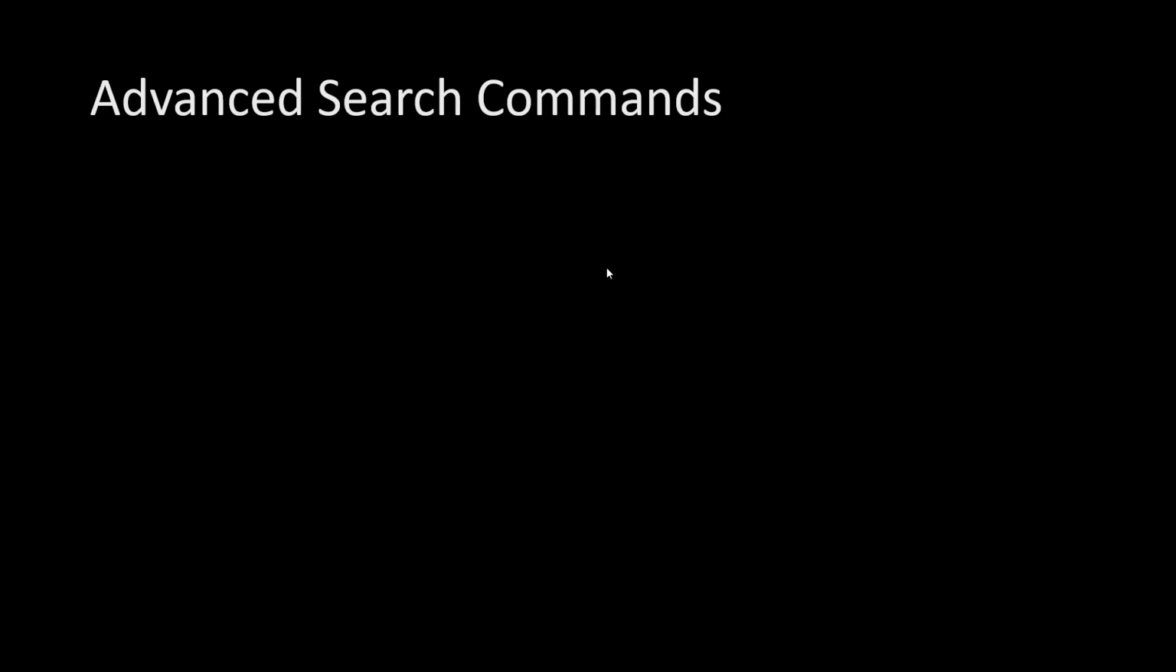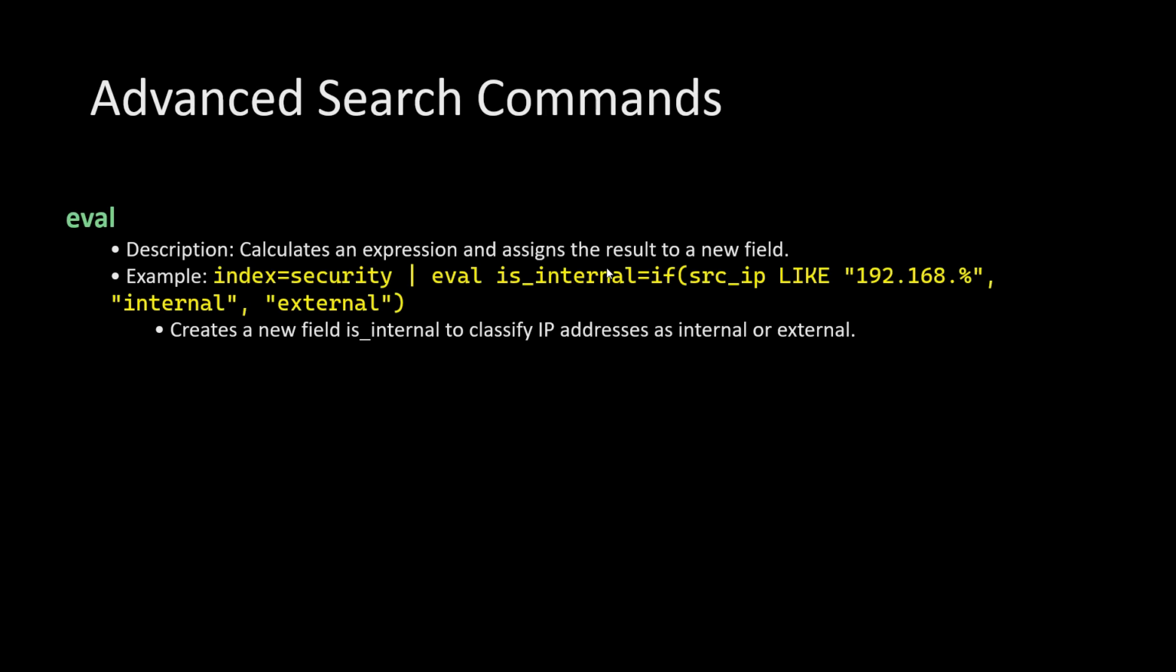Now let's talk about the advanced search commands. First is eval. This basically calculates an expression and assigns the result to an altogether new field. So maybe let's say we want to assign it to the internal field, as you can see, underscore internal, to classify the IP address as internal or external. So this is possible with it, right? As you can see, we have eval, then the specific field, and we say if the source IP address is in this format, internal or external, this will become my is internal field.